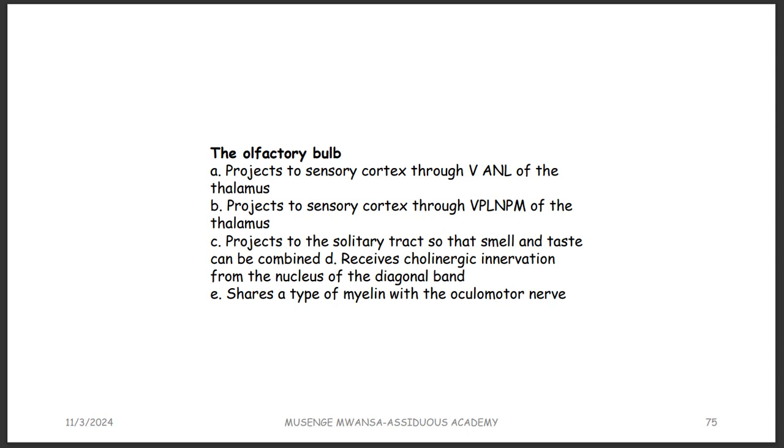Maybe those options are representing other things. C projects to the solitary tract so that smell and taste can be combined. D receives a cholinergic innervation from the nucleus of the diagonal band, shares a type of myelin with the oculomotor nerve. Anyone that can help? Is there anyone with a different option?